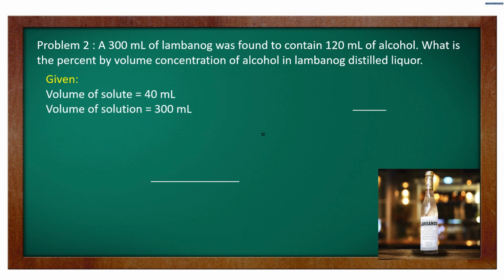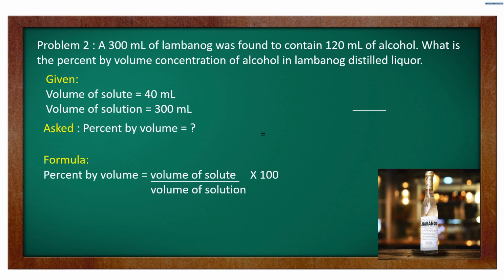So the given are volume of solute 120 ml and volume of solution 300 ml. What is being asked? Percent by volume. The formula to be used, and the solution: 120 ml divided by 300 ml times 100, and the percent by volume is 40%. So therefore, the concentration of lambanog is 40%.